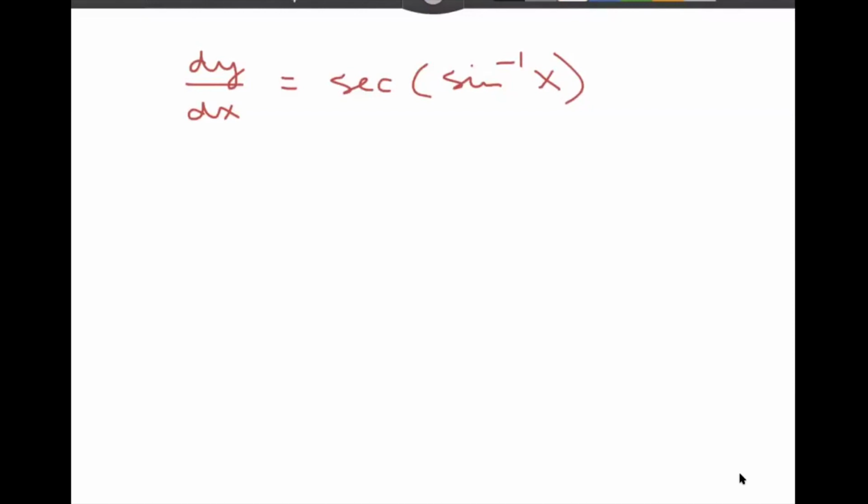What is an inverse trig function? It's an angle, I hear you shout. Yes, so let's let theta equal the inverse sine of x, which means that the sine of theta is equal to x, aka x over 1. So what I want to do is write secant theta in terms of x. And the way that I'm going to do that is I'm going to draw a right triangle.